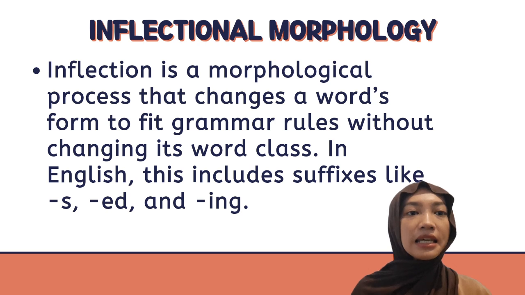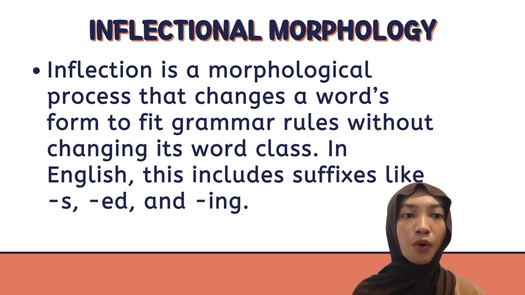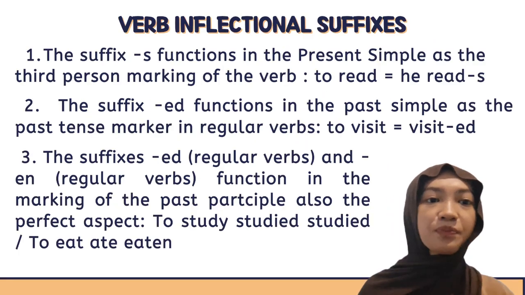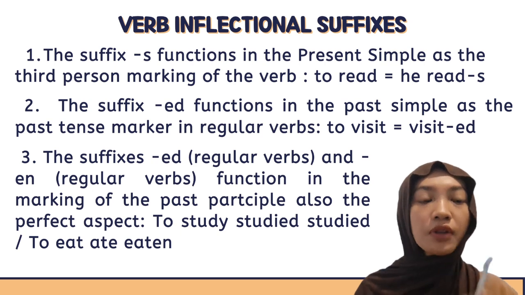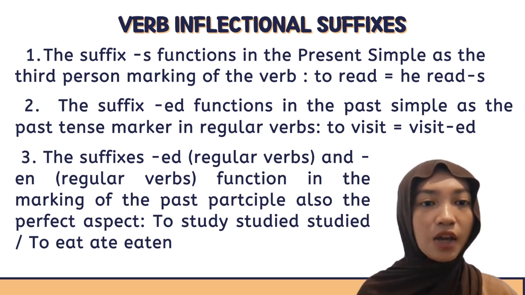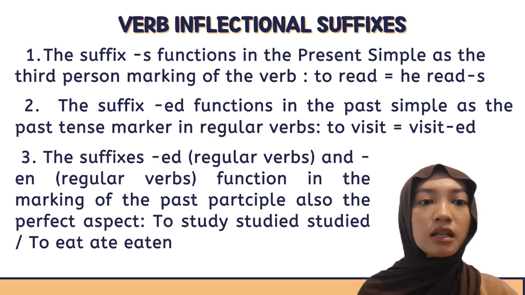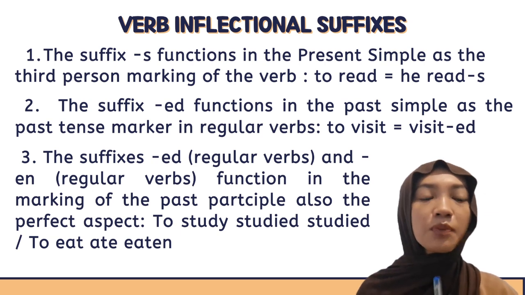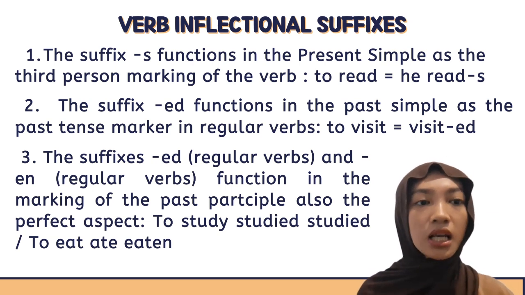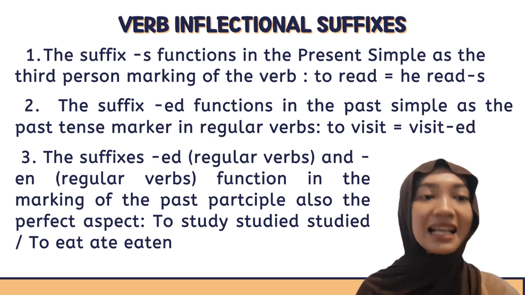And then the next is inflectional morphology. Inflection is a morphological process that changes a word form to fit grammar rules without changing its word class. In English, this includes suffixes like s, ed, and ing. The first is verb inflectional suffixes. They have some. The first one is the suffix s, which functions in the present simple as the third person marking of the verb. For example, to read becomes he reads.